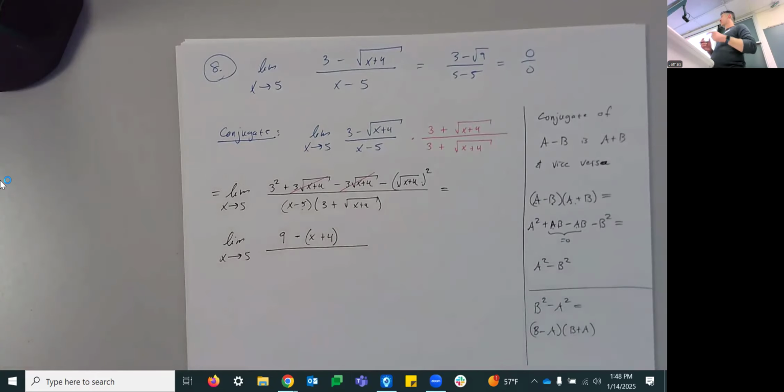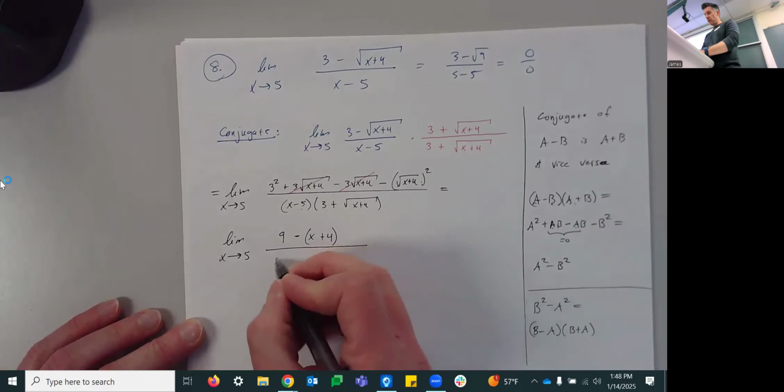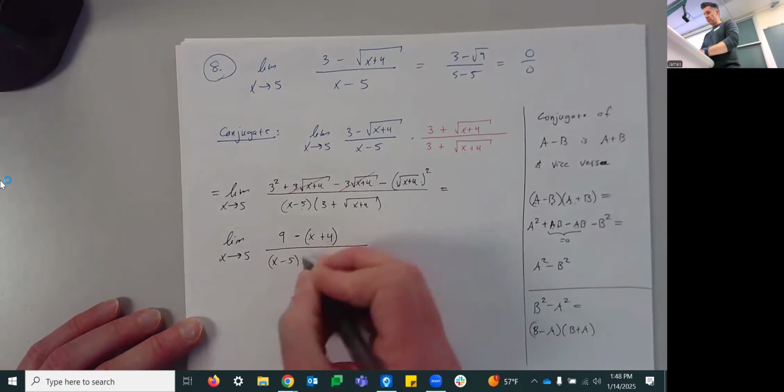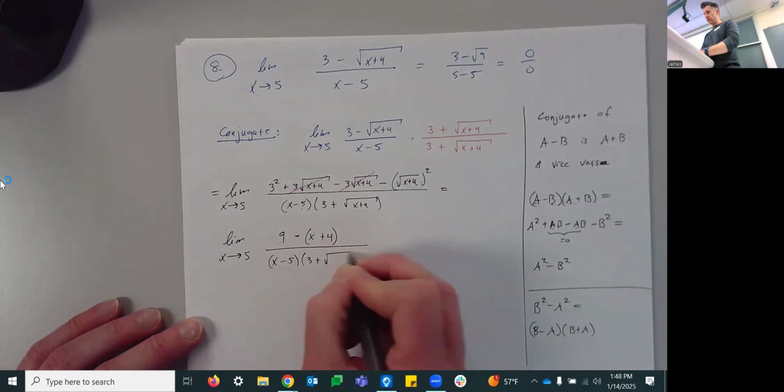So whichever things are conjugates, you should multiply out. The other pieces you should not multiply out. It's not going to help us get there. Let's see here. So I've got x minus 5 times 3 plus the square root of x plus 4.